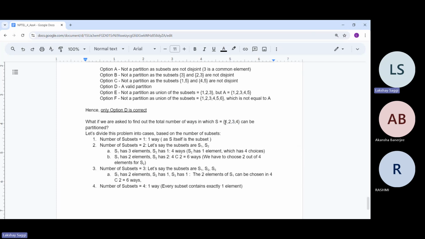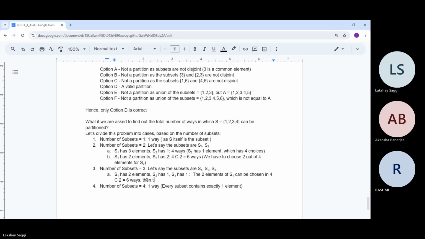So the first subset will be 1, 2 if S1 gets these two elements. And then it is fixed for us that the next two subsets will be 3 and 4. One subset will contain just the element 3, and the second subset will contain just the element 4. So there is only one way for the remaining two elements to be divided into two subsets. I hope what I'm saying makes a bit of sense. So as soon as we fix S1, we don't need to worry about anything else.